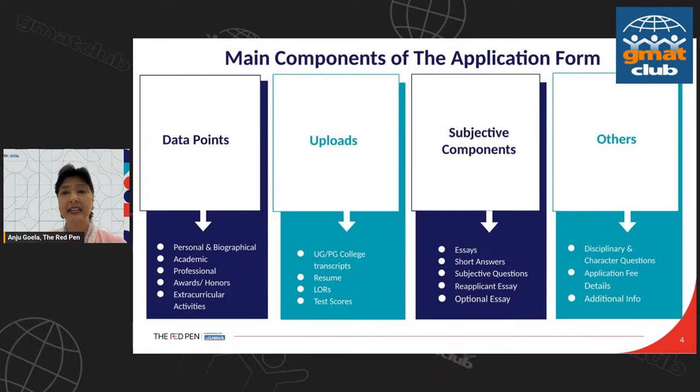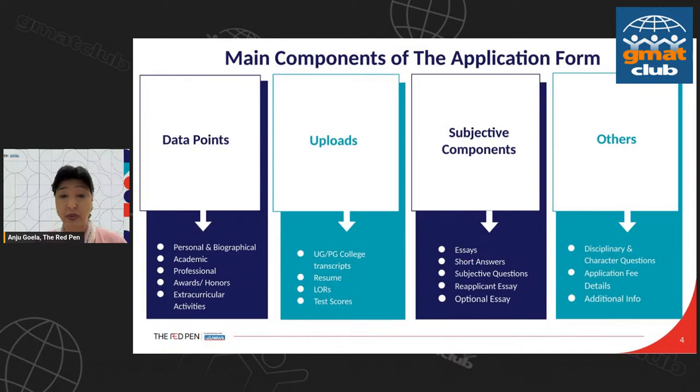They want you to talk about different things. They want you to provide a different perspective on yourself. They need more information on you. They need to get to know you a little better through every part of the application. Sometimes certain schools like LBS and Stanford GSB have a lot of subjective questions.